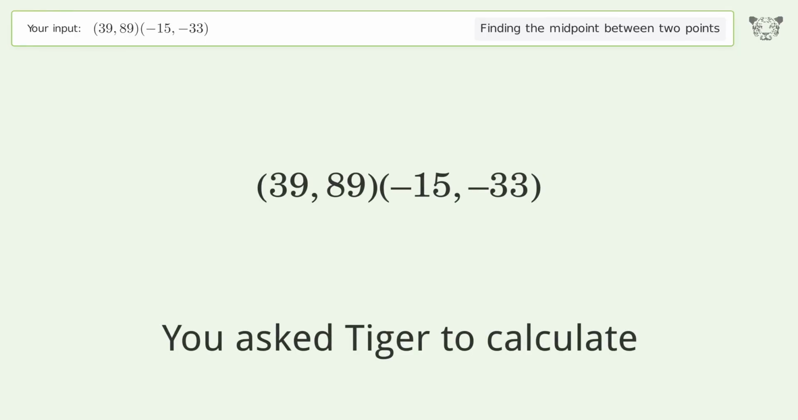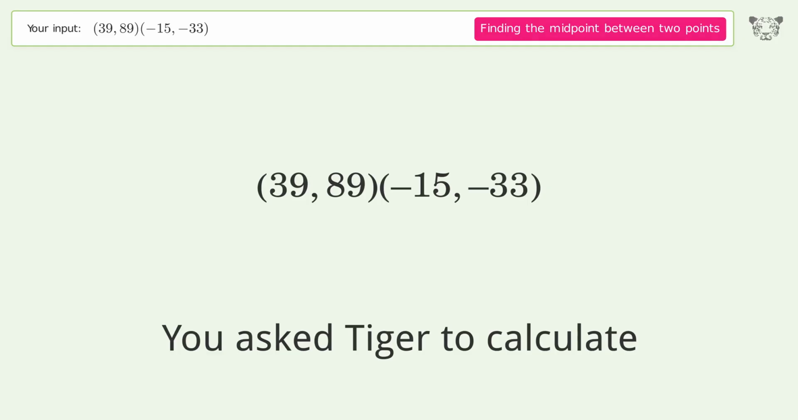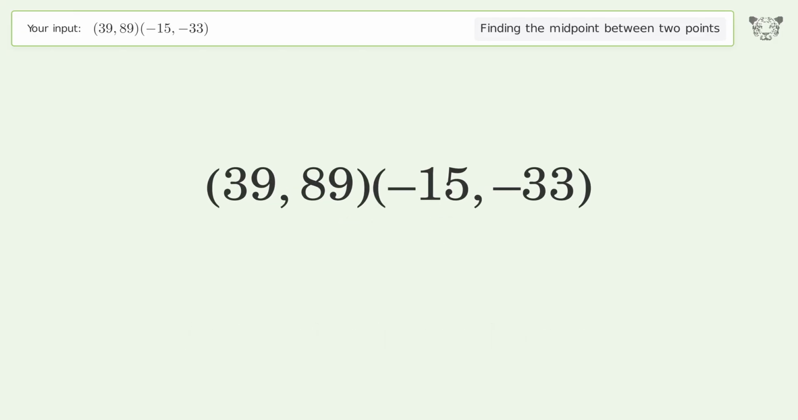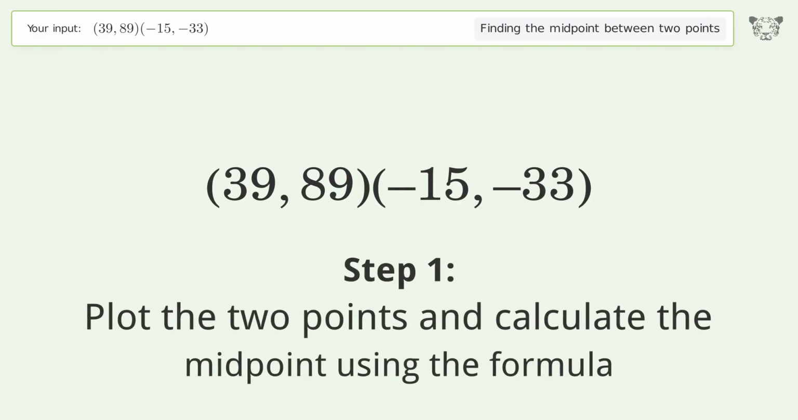You ask Tiger to calculate. This deals with finding the midpoint between 2 points. The midpoint between the 2 points is 12,28. Let's solve it step by step. Plot the 2 points and calculate the midpoint using the formula.